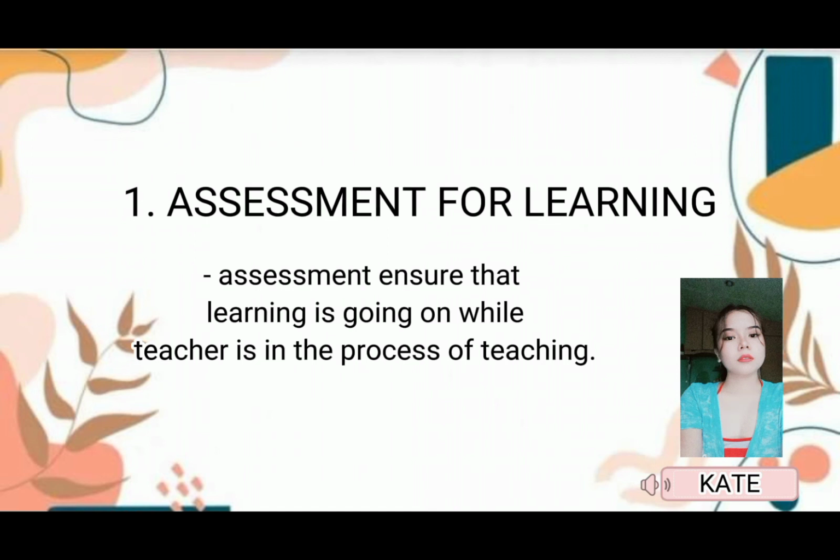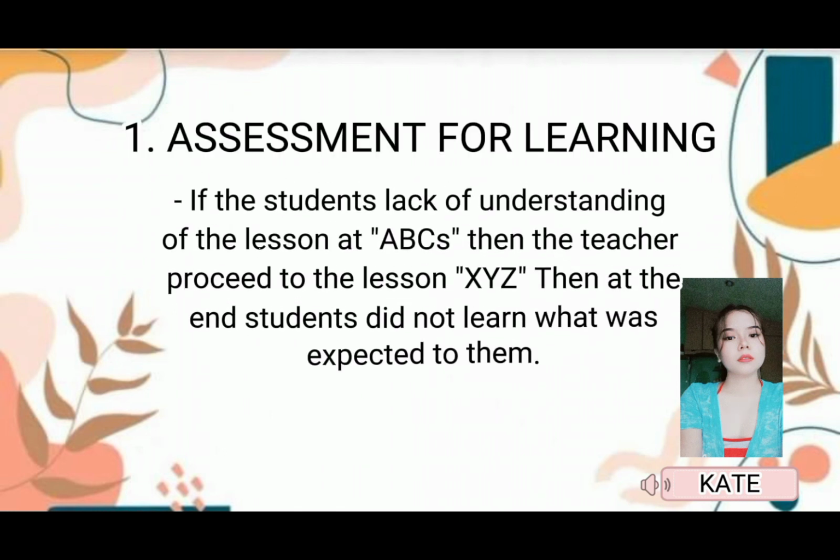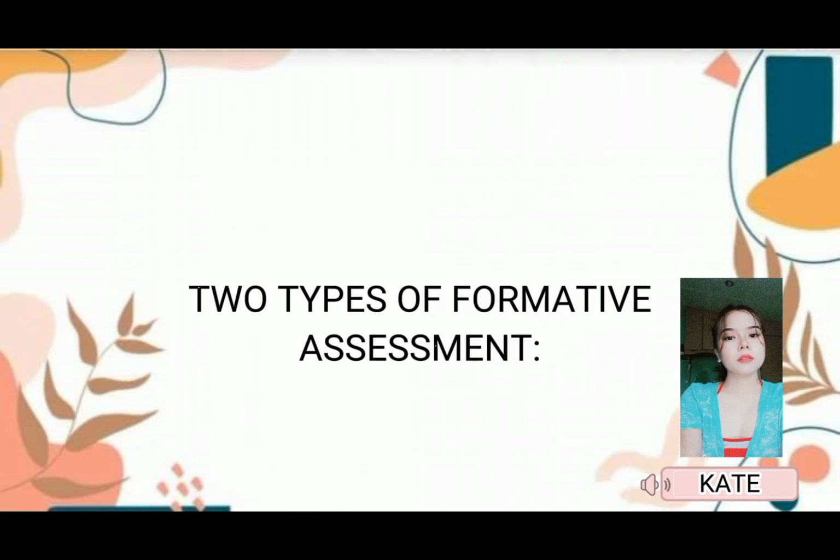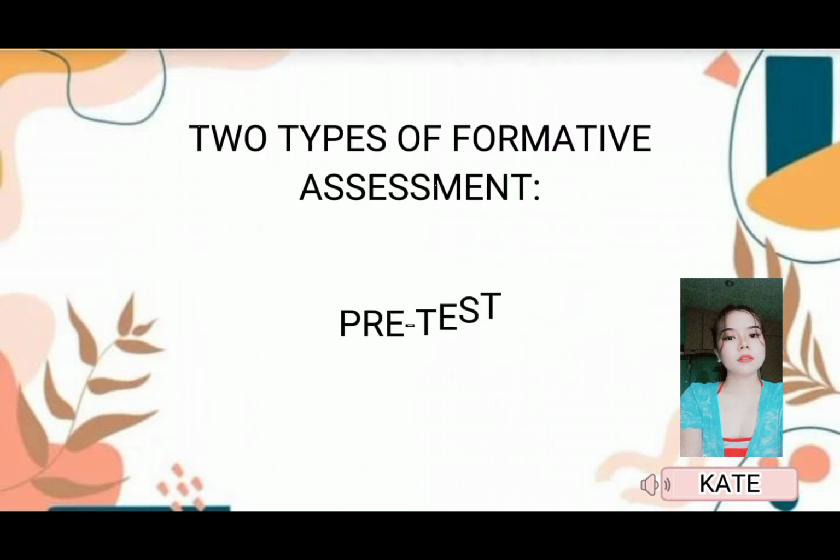Teachers give assessments to check the knowledge of the students if he or she gained knowledge from the teacher's lesson. This will ensure that students understood the lesson at the end. If the students lack understanding of the lesson at ABC, then the teachers proceed to the lesson XYZ. Then at the end, students did not learn what was expected of them. Therefore, the teachers wasted time teaching, but students did not gain understanding of the lesson given. There are two types of formative assessment, which is the pre-test and post-test.